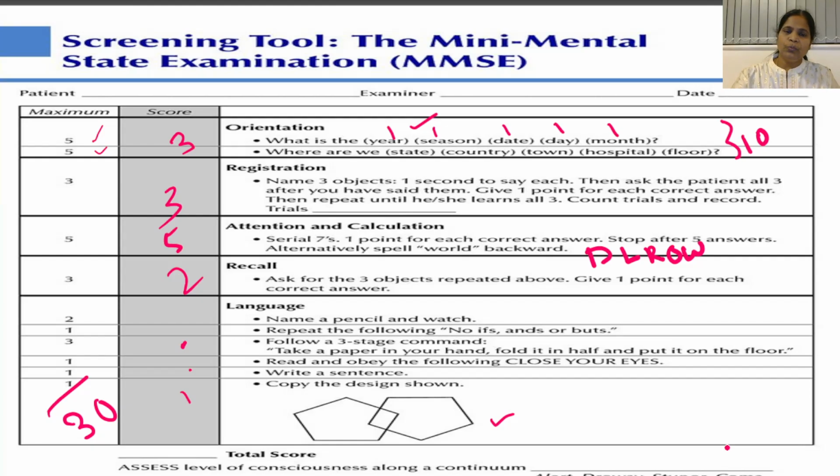That is how we assess a patient using this mini mental status examination tool. I hope you all got it. I hope you all have understood this one. Try to practice as much as you can so that it will be easy for you to assess patients, their cognitive function, level of functioning and all.